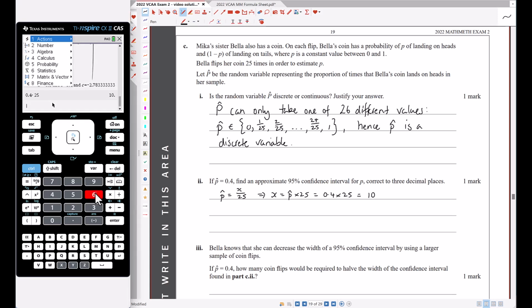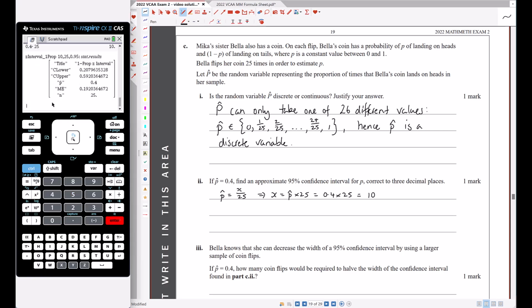So menu 665 for our confidence intervals. We had 10 successes out of our sample of 25. We want a 95% confidence interval, so we're not going to change the confidence level. And the confidence interval correct to 3 decimal places is, let's write this, 0.208 to 0.592 would be our confidence interval.